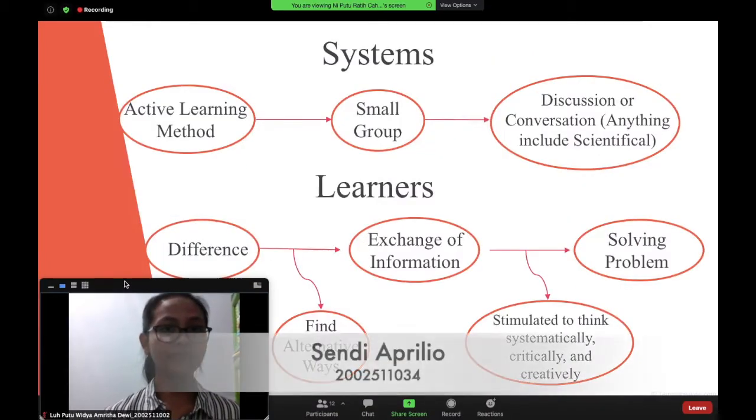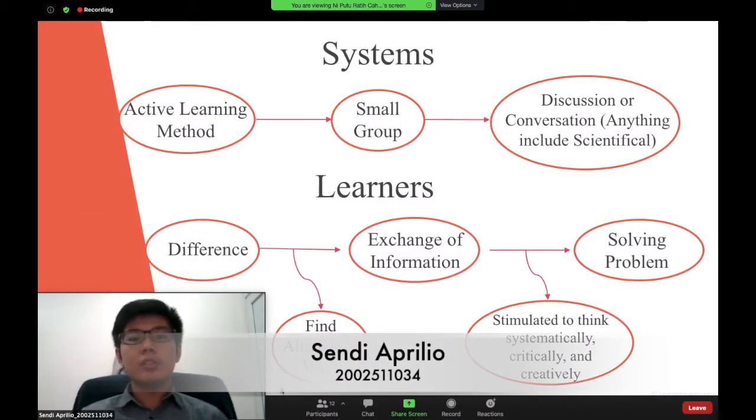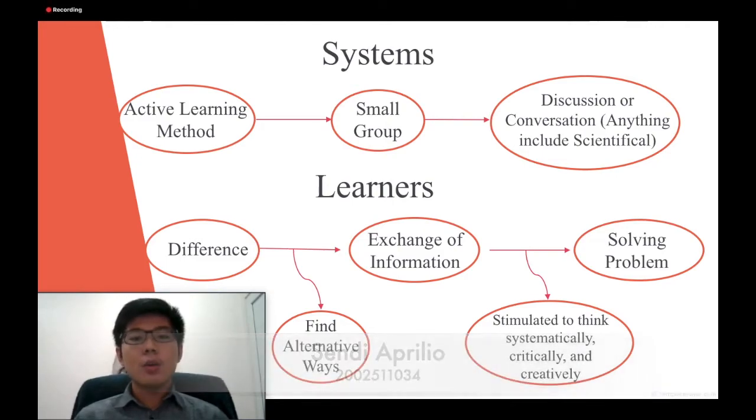Next. My name is Sendi Aprilio, and I'm here to tell you about social behavior benefits from small group discussion. So, small group discussion is one of the active learning methods where the bigger group is divided into smaller groups. In this group, there is discussion or conversation that takes place about anything, including scientific conversation. Secondly, the group contains several learners with different characteristics and mindsets, where the differences push them to exchange opinions to solve problems together.